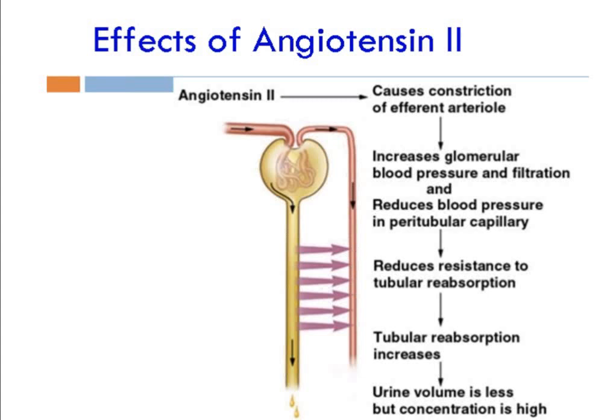Okay, because the blood flow is being hampered here, there is constriction here. So when there is less blood flow, there will be decreased blood flow in the peritubular capillaries. So it reduces the resistance to tubular reabsorption. More and more fluid will be reabsorbed due to it. Tubular reabsorption is going to increase. So urine volume will be less, but the concentration of urine will be high with angiotensin II.